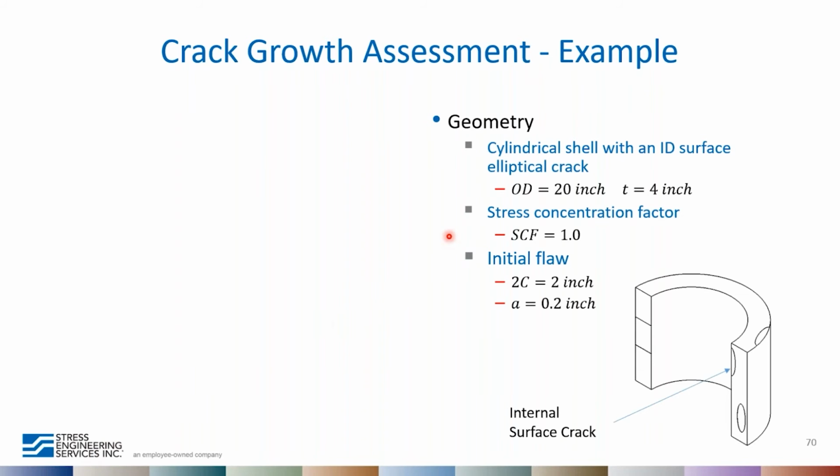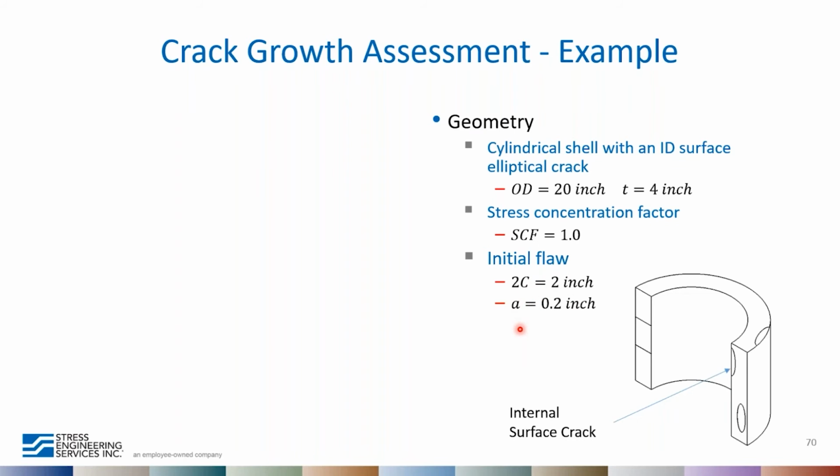Okay, so let's take a look at a quick example here. The geometry we're concerned about is a cylindrical shell. It has an internal surface elliptical crack right there. The shell diameter is about 20 inches and the wall thickness is 4 inches. We're going to assume a stress concentration factor of 0. In general, stress concentration factors increase the stress range and hence the stress intensity range. And then we're going to consider an initial flaw size of 2 inches long and 0.2 inches deep.